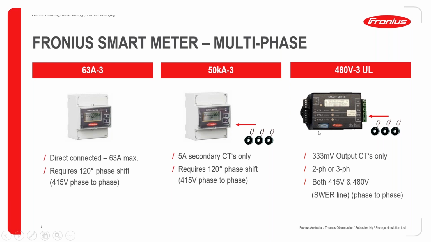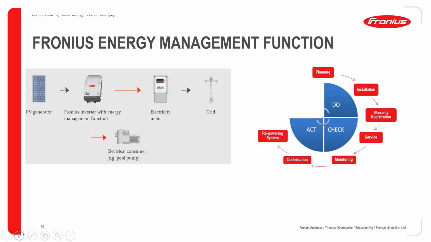So those two meters are for commercial. Usually that's what people use. And there's more of a trend going toward the 480 UL meter because those particular CTs are smaller and easier to install. Also, this meter you can use for split phase, so phase-to-phase 480 volt. Compared to the 50K, you can't really use it for phase-to-phase 480 volt.